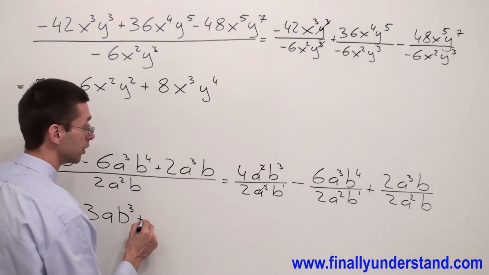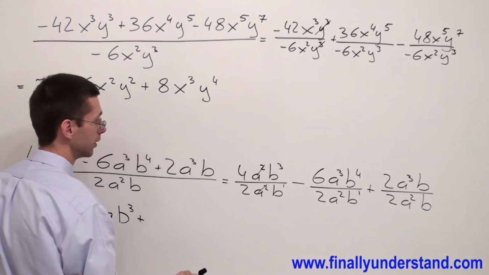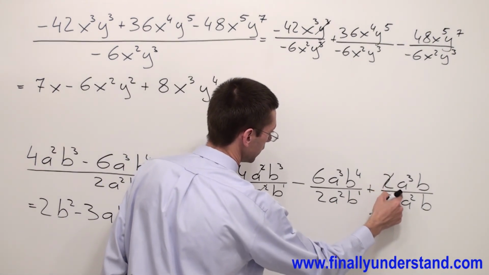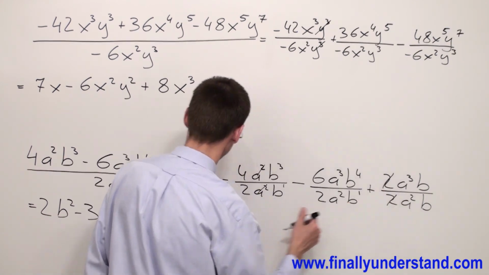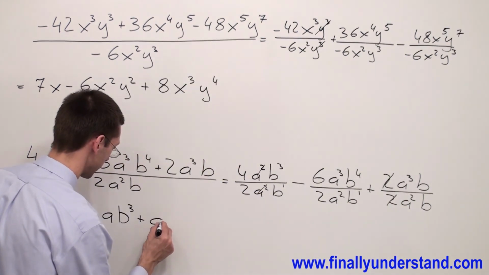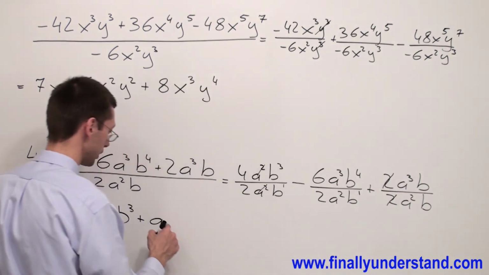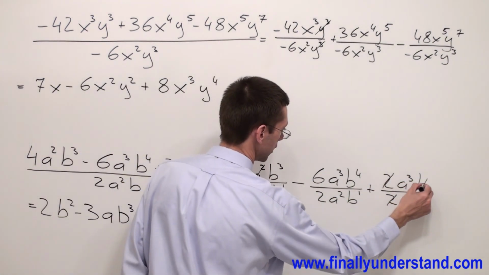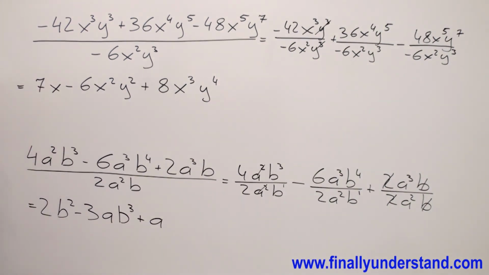Plus 2 divided by 2 is 1. These two are going to cancel out. I have a and a square. I have the same base, division. I'm supposed to keep the base and subtract the exponents. 3 minus 2 is 1. I don't write exponent 1. B and B will cancel out. Okay, so this is the solution to my problem.